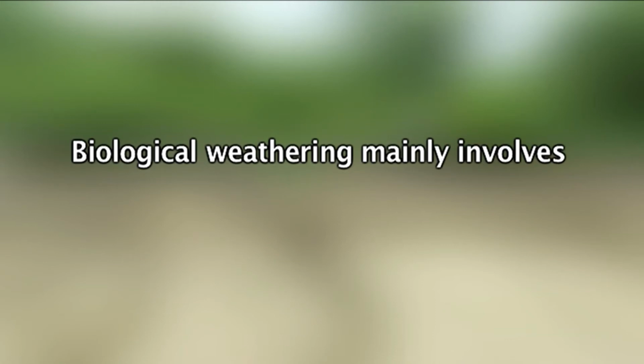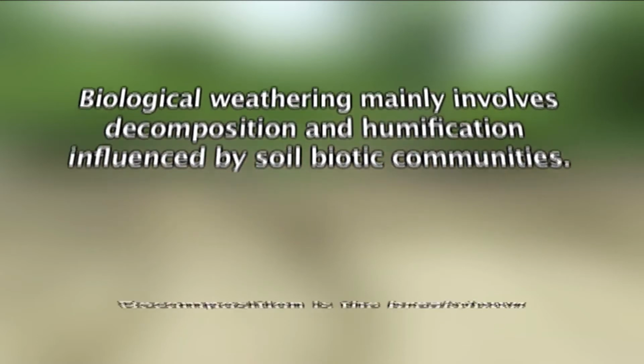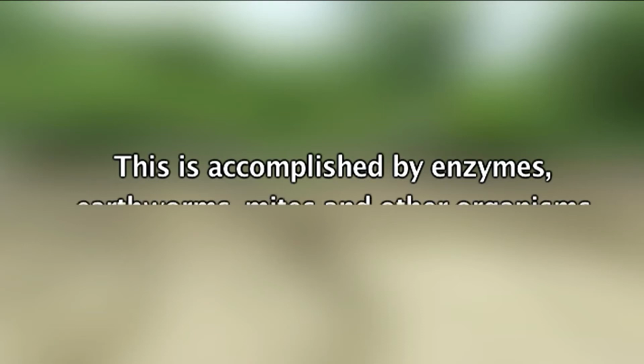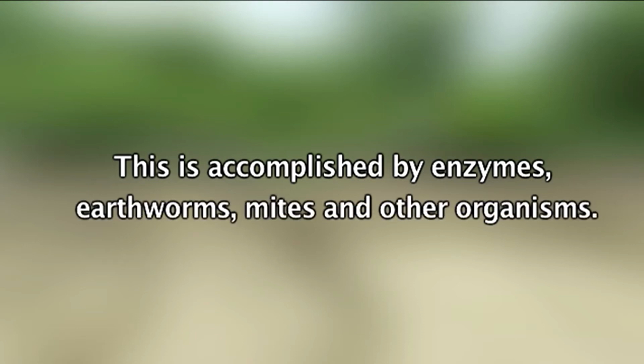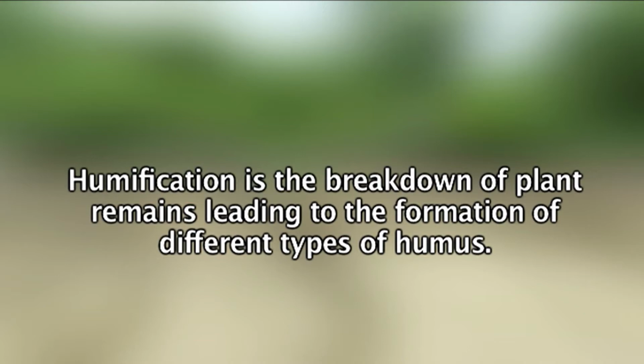Biological weathering mainly involves decomposition and humification, which is influenced by the soil microbial communities. Decomposition, you must know, is the breakdown of plant derived material into its simpler organic constituents. This is accomplished by enzymes, earthworms, mites and other organisms. Humification is the breakdown of plant remains leading to the formation of different types of humus. It is probably the most important and complex biological process taking place in the soils.